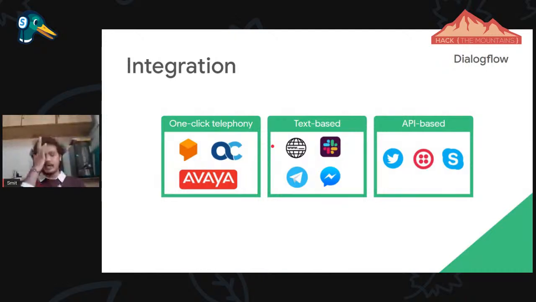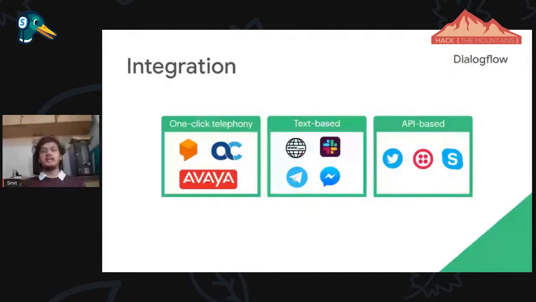You can add the basic card. You can add the suggestion, or you can add a carousel list. The first one is the website. For the website, there is the Dialogflow Messenger. The Dialogflow Messenger is available.